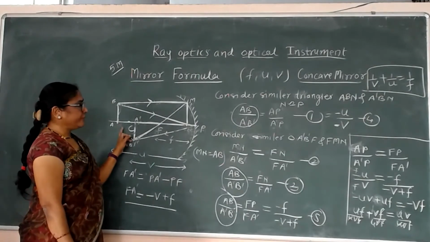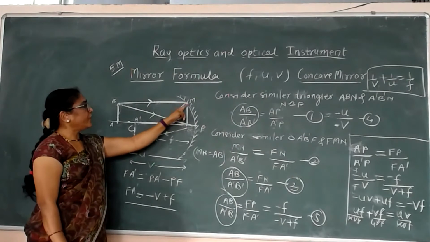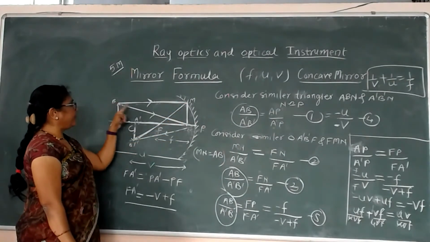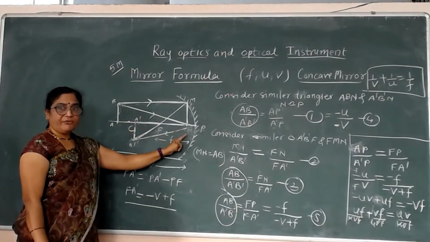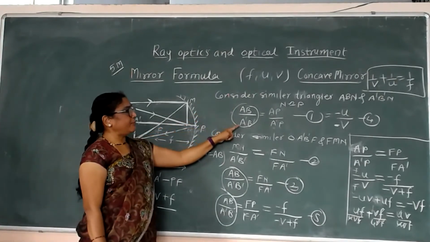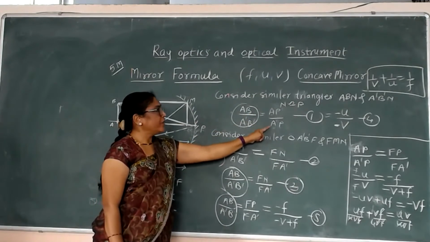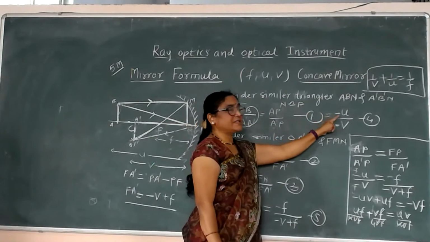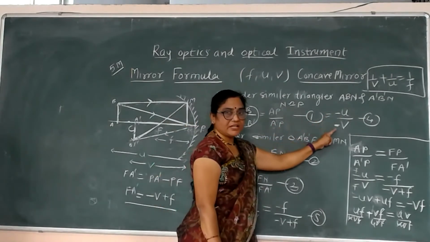In this derivation, we consider the first triangle ABN, as we draw the perpendicular from M to N. The second triangle is A dash, B dash, and M. When we compare both triangles, we get AB divided by A dash B dash is equal to AB divided by A dash B. So AB means the object distance, which is equal to minus U, and A dash B is equal to minus V.